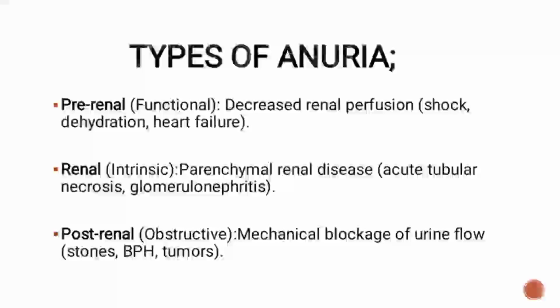What are the types of anuria? Classifying anuria helps pinpoint the level of pathology. While pre-renal and renal causes are medical, post-renal or obstructive causes are surgical emergencies requiring urgent decompression.